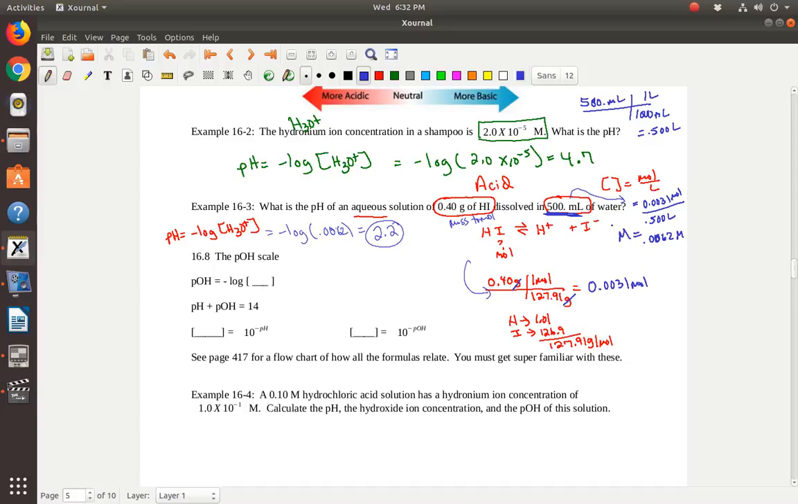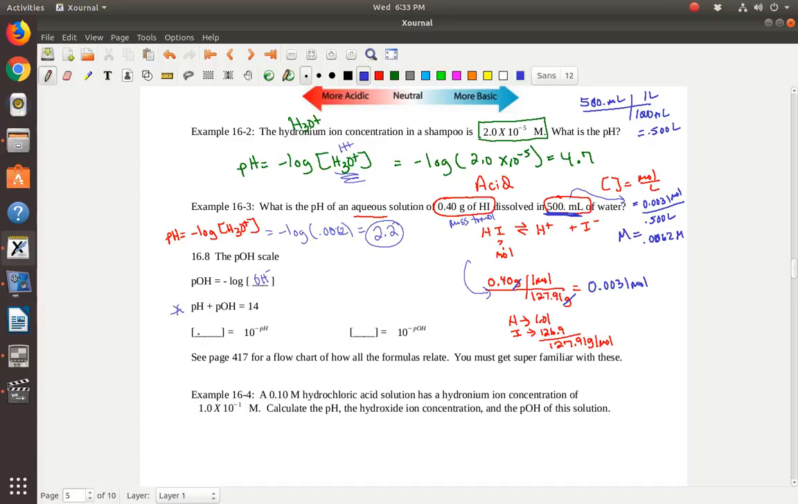Alright. The pOH scale. The pOH scale and the pH scale are very closely related by this formula. pH plus pOH is 14. pH kind of means the power of hydrogen, and so this might be the power of hydroxide. The pOH scale is the negative logarithm of the hydroxide ion. The pH is the negative logarithm of the hydronium ion, or the hydrogen ion. The pOH is the negative logarithm of the hydroxide ion.